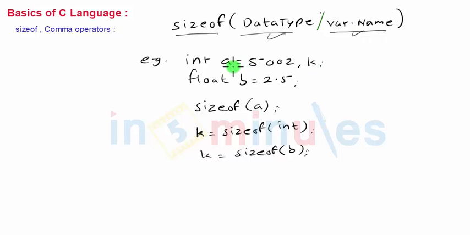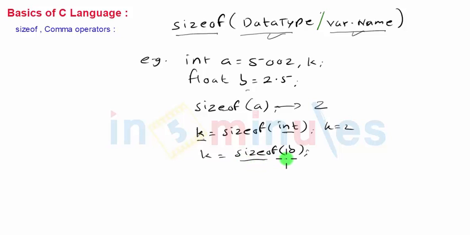For example, we have two int variables here, a and k, and one float variable b. Now sizeof a, this statement will return the size of a in terms of bytes. Since a is an integer, its size will be 2. Same way, sizeof int. Here we mention a data type directly. The size of int in terms of bytes is 2, and that's why k will hold the value 2.